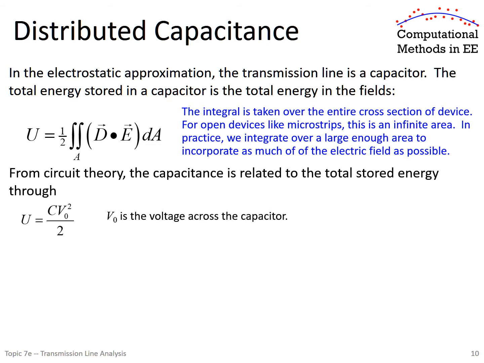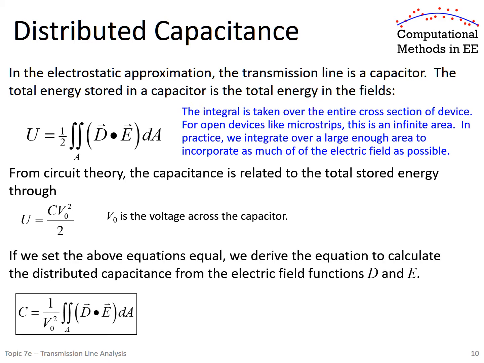Now from circuit theory, we can relate that total energy to the capacitance through this equation. If we know the applied voltage and the capacitance, we will know how much energy is stored in that capacitor. So essentially, we combine these two equations, and we can calculate the capacitance from the electric fields. Now, since we are only looking at the fields in the cross-section, the capacitance we get from this is what's called a distributed capacitance. So it's not a total capacitance with just units of farads. This is a distributed, farads per meter or farads per centimeter, or really whatever units you wanted to use.